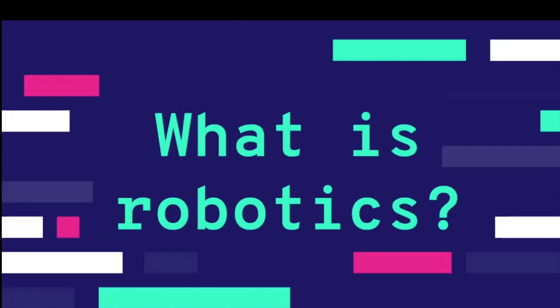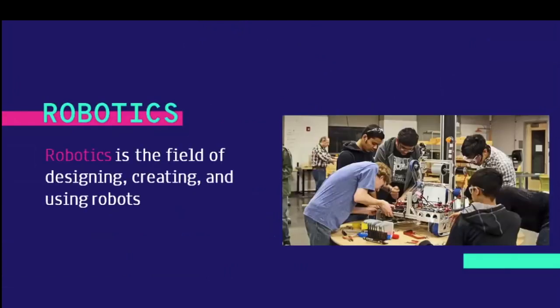And then, what is robotics? Throughout this entire course, we'll be talking about robotics. So what exactly is robotics? Robotics is the field of designing, creating, and using robots. You will be designing the robots first of all, then creating them, and at the end of the day you will be using the robots that you have created. Simply put, robotics means the study of robots.